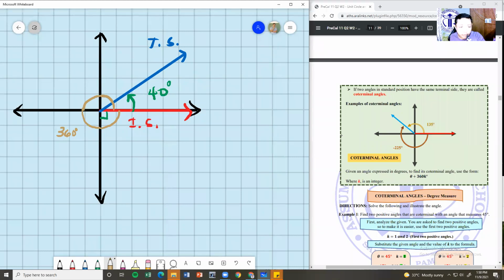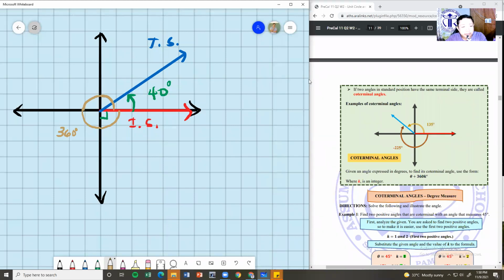Remember, they become coterminal angles if they have the same initial side and the same terminal side. Look at this figure. It's only one revolution, 360. Are they coterminal or not? They should end with the same terminal side. It's not, because it is still at the initial side.